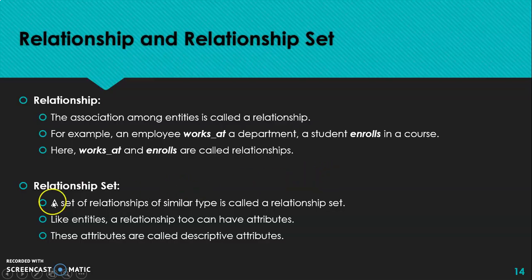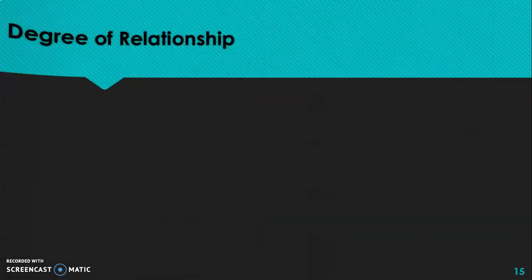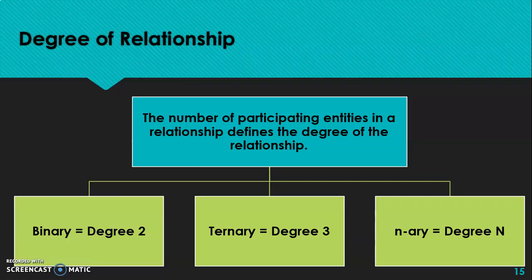Now relationship set: a set of relationships of similar type is called a relationship set. Like entities, a relationship too can have attributes. These attributes are called descriptive attributes. Then we have degree of relationship, that is the number of entities participating in a relationship. If two entities are participating, we call it degree 2, or binary. If there are 3, then it is called degree 3, or ternary. If there are n, then we say it is an n-ary relationship.